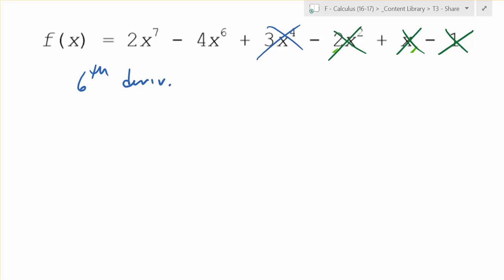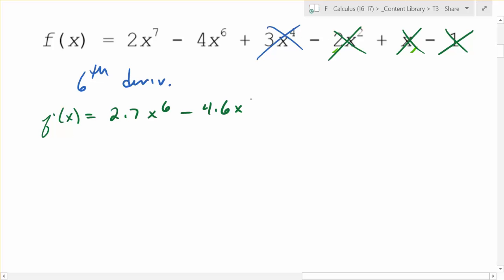So if you do it once, let's just do the first derivative. F prime is going to be 2 times 7 times x to the 6th minus 4 times 6 times x to the 5th, right? So that's the first. Now you just have to keep track of it.